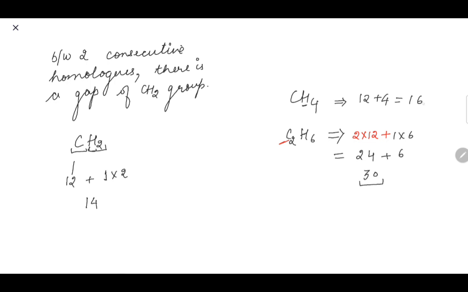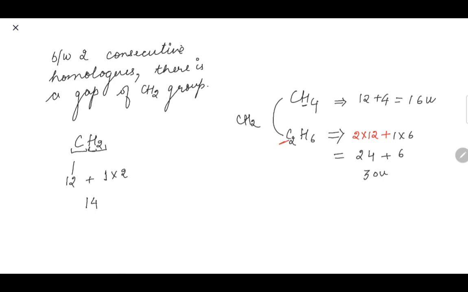Now have a look at the difference. What is the gap between the mass of 16U and 30U? What is the mass difference? 14U. And why is that mass difference arising? Because there is a gap of CH2, isn't it?